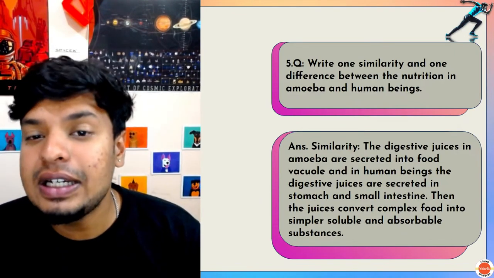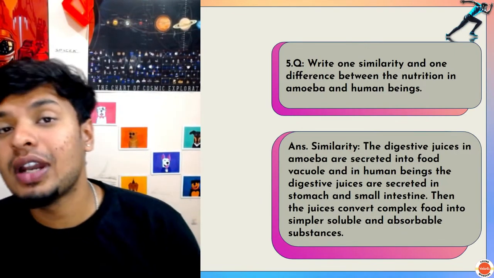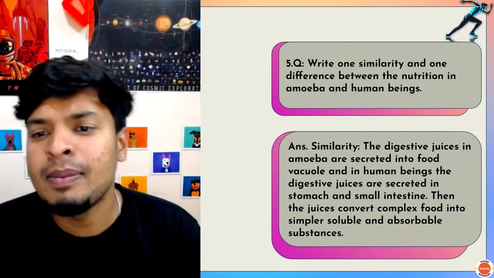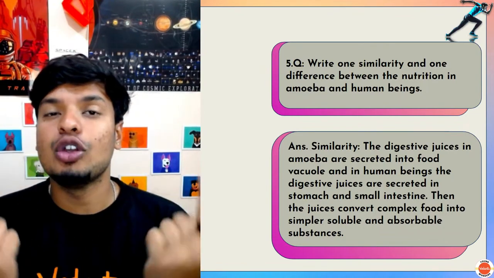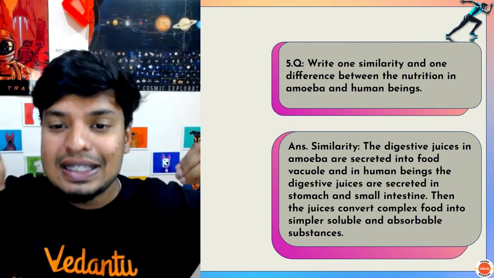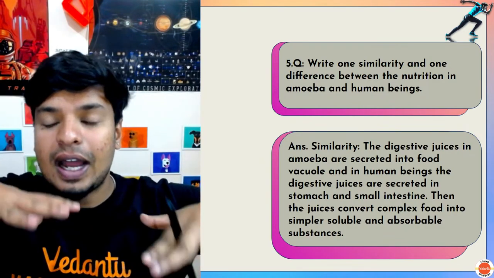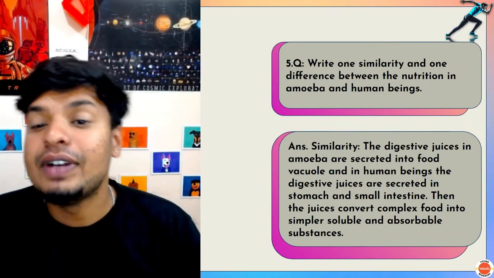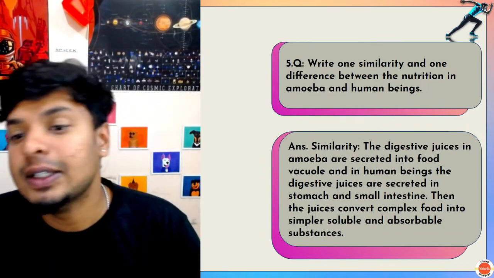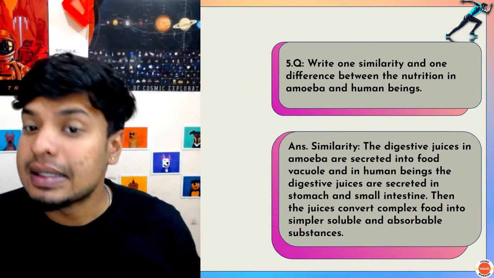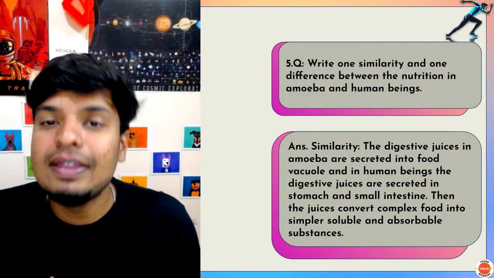Write one similarity and one difference between nutrition in amoeba and human beings. The digestive juices in amoeba are secreted in the food vacuole. So it takes food into its body, makes a food vacuole, secretes digestive juices and absorbs all the nutrients. But in human beings, we have digestive juices in the stomach and in the small intestine. Those juices convert the complex substances into simpler substances and then we absorb it.